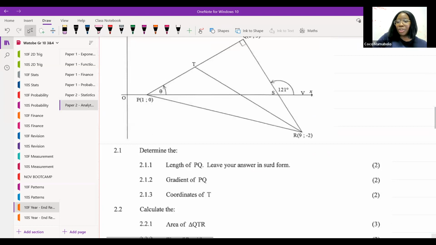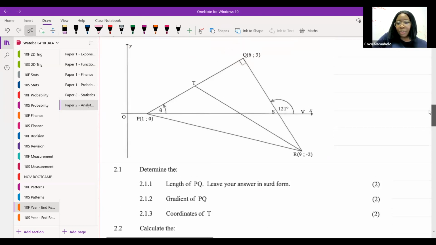Okay, let's start with question 2.1, everyone. I'm going to give you guys 4 minutes to complete just for these 3 questions. That one, that one, that one. Okay.